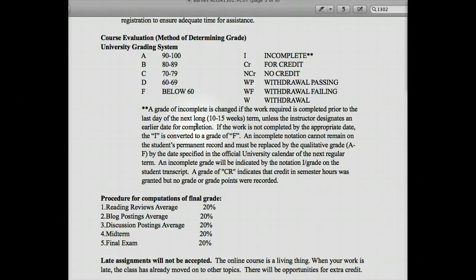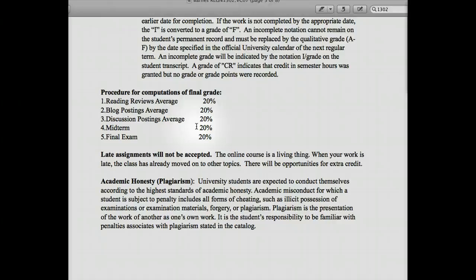Okay, my grading procedure is very straightforward. 20% on each portion of course. Now, I want you to note number 4 and number 5. The midterm and the final exam are both 20% each. And let's compare that to number 1, the reading reviews average. You're going to have 11 reading reviews, and those 11 reviews are together worth 20%. And the midterm, which is just one assignment, is worth 20% of the grade. It's worth 11 of those reading reviews.